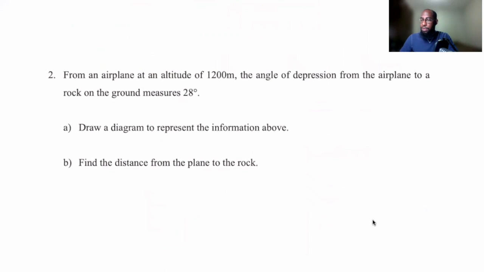Let's look at this question here. This question states, from an airplane at an altitude of 1,200 meters, the angle of depression. This is important: angle of depression from what object? The airplane. Keep that in mind. The angle of depression from the airplane to a rock on the ground measures 28 degrees. You want to draw a diagram and find the distance from the plane to the rock. That's important. Find the distance from the plane to the rock.